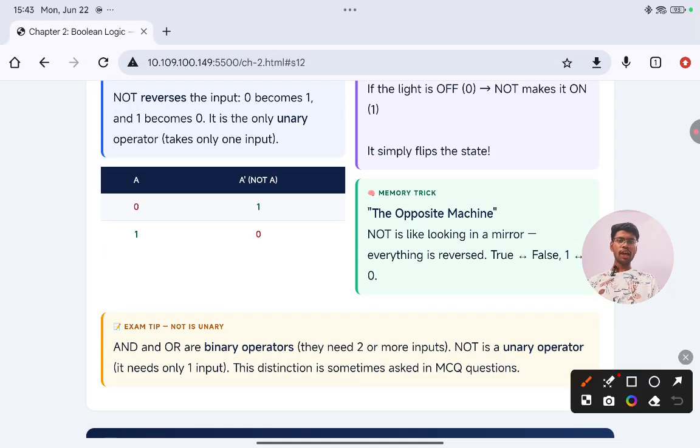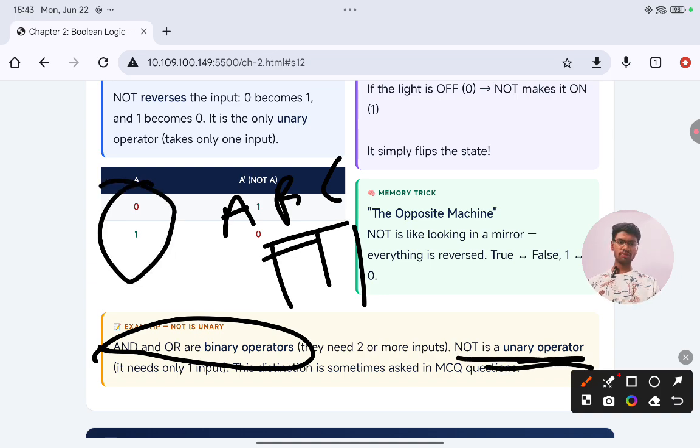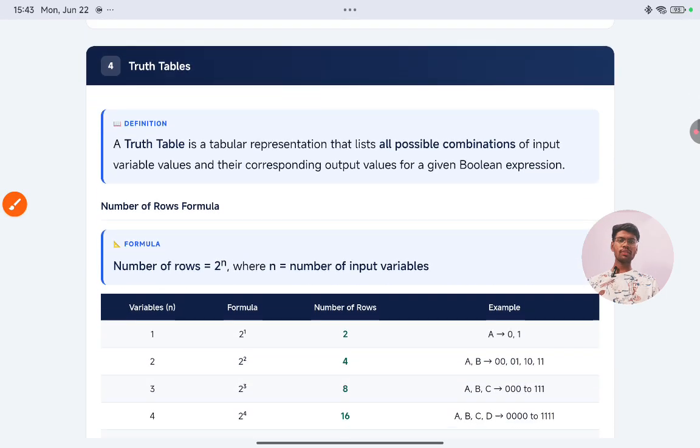That is why AND and OR are binary operators. They need two or more inputs. They can even be three: A, B, C. We can evaluate this. And NOT is a unary operator. It takes only one input. Sometimes MCQ questions ask about this, so be careful with it.